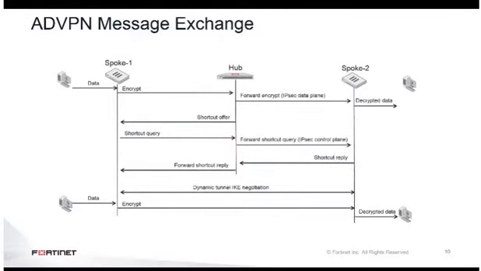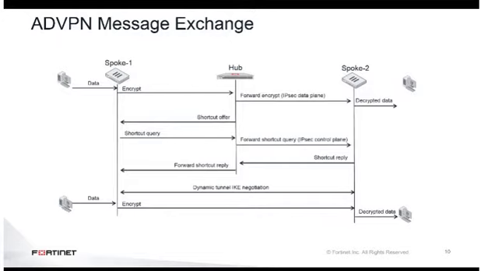Now you will examine the IKE messages that are exchanged when an on-demand tunnel is being negotiated. 1. The client behind Spoke 1 generates traffic for devices located on Spoke 2's network. 2. Spoke 1 receives the packet, encrypts it, and sends it to the hub. 3. The hub receives the packet from Spoke 1 and forwards it to Spoke 2. 4. Spoke 2 receives the packet, decrypts it, and forwards it to the destination device.